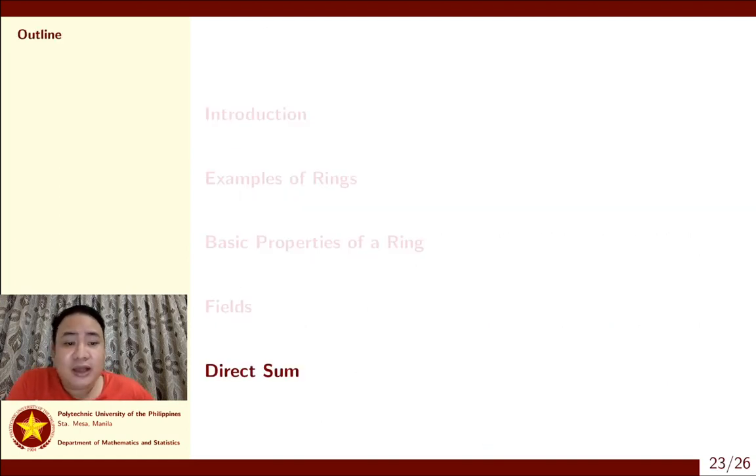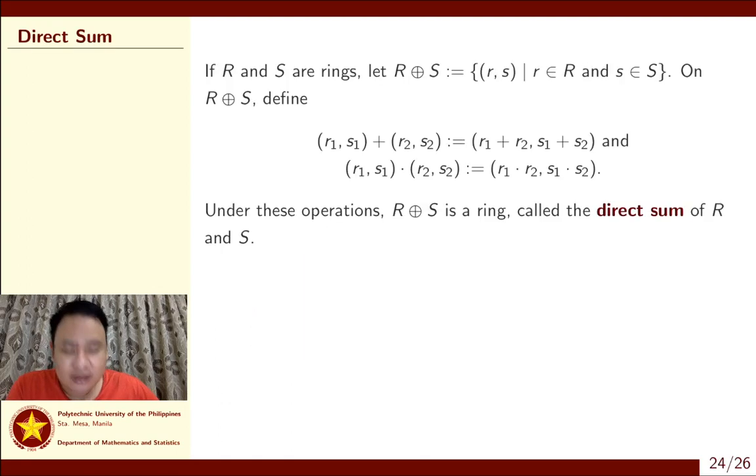Okay, nasa dulong bahagi na tayo ng lesson 1. Direct sum. So, kapag meron kang dalawang rings, pwede mo silang pagsamahin in a certain fashion so that the resulting set is again a ring. Pero yung paraan natin ng pagsasama ng dalawang rings dito ay hindi parehas ng union, hindi rin intersection. Ang tawag dito ay direct sum.